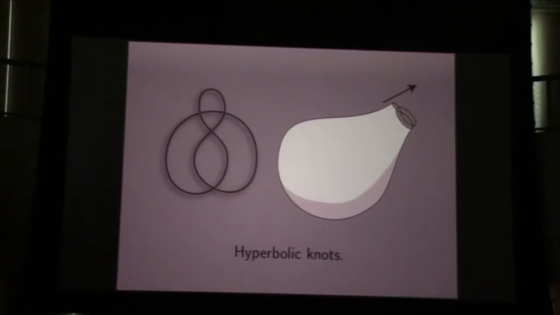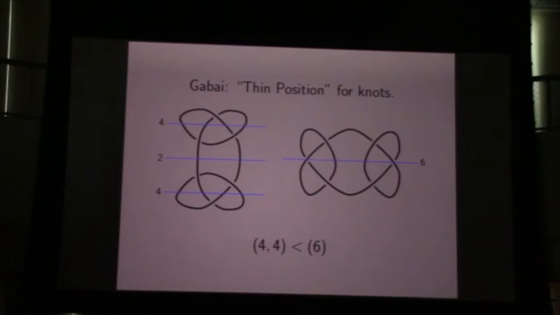Topology of knots is equivalent to geometry, and the same is true for other types of three-dimensional manifolds. Okay, so let's talk about knots. Now we're starting to circle back.